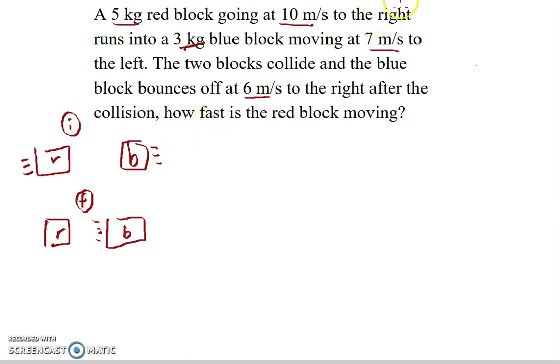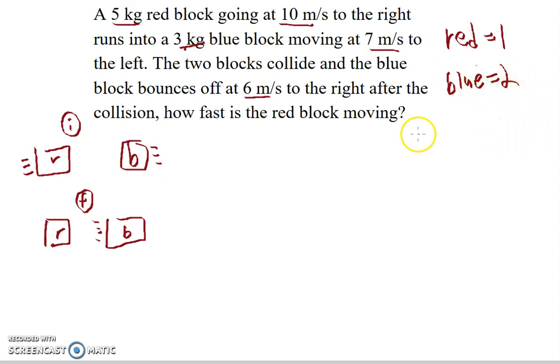So we know a bunch of stuff. I'm going to use some notation. You don't have to use this, but I'm just using some notation to make it easier so I don't have to keep writing red over and over. So red, I'm just going to say, is associated with the number 1, and blue is associated with the number 2. So let's write out all our knowns and unknowns.